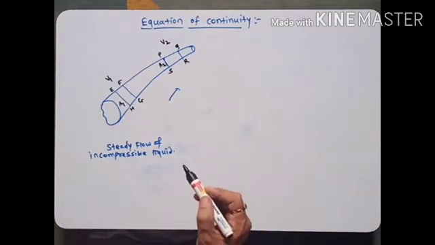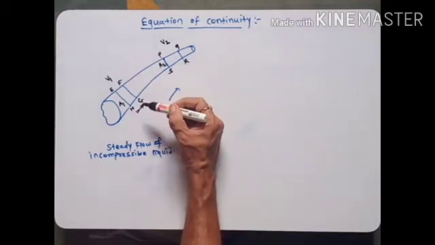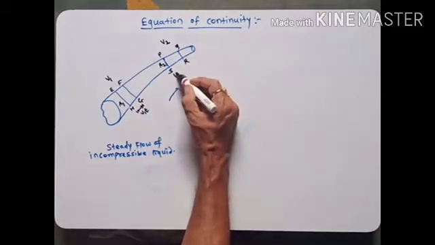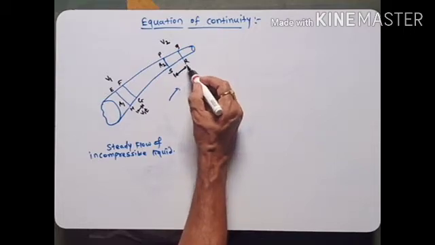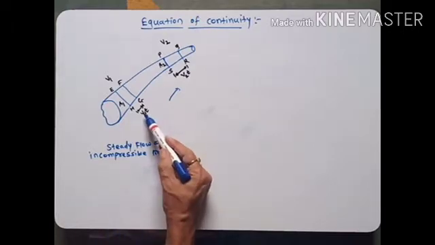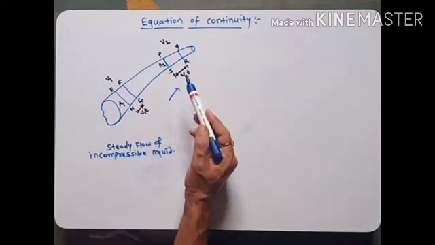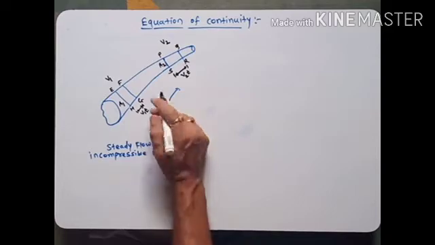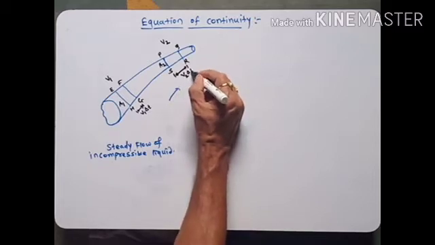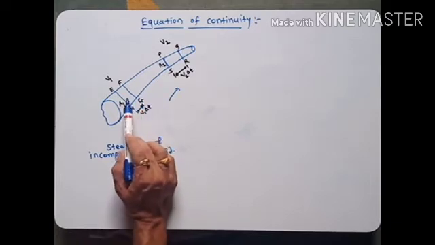Then in time t, the liquid passes through this distance. I will write here V1 into t, and in the same time this distance we consider V2 into t. Here V1 is the velocity at this point, and V2 is the velocity at this point. Suppose I consider the time as delta t, a small time. A1, A2 are the areas of cross section, and V1, V2 are the velocities at A1, A2.